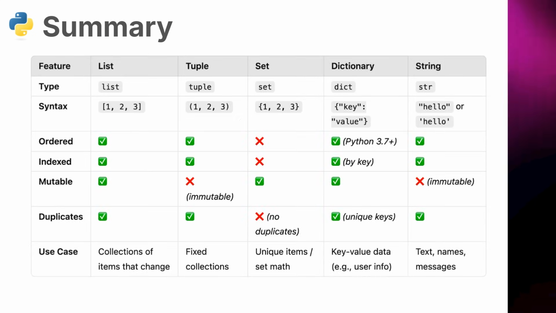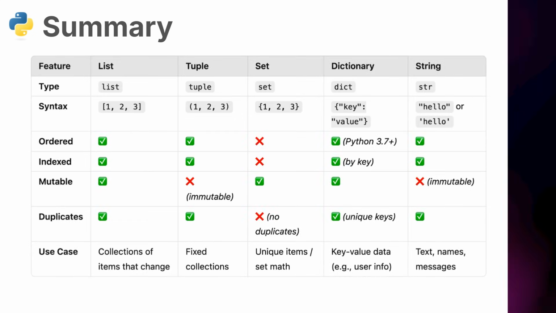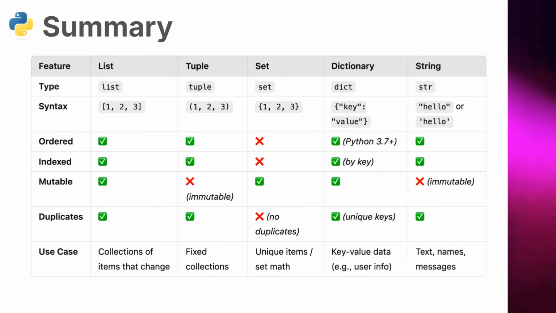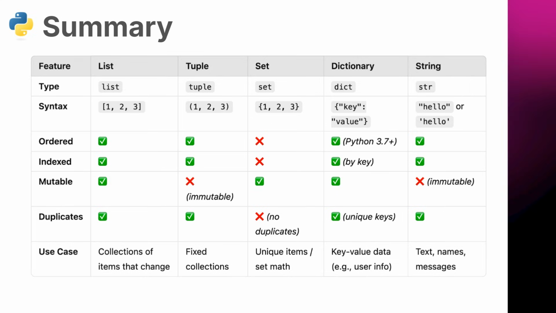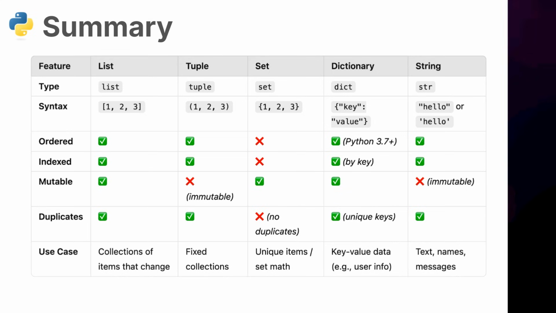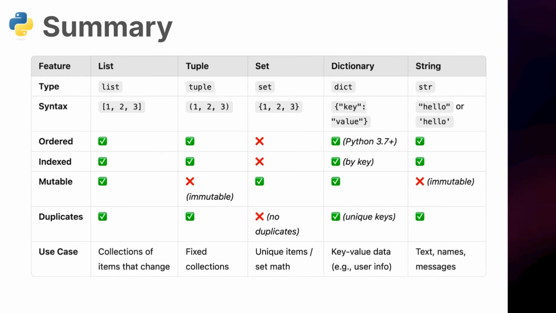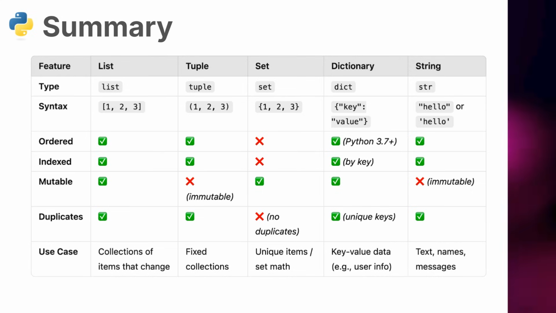This is the summary of the data structures. We walked through all these things. Each type has its own structure. List uses square brackets. Tuple uses parentheses. Set uses curly braces. Dictionary uses key value pairs and curly braces. String is text enclosed in quotes.